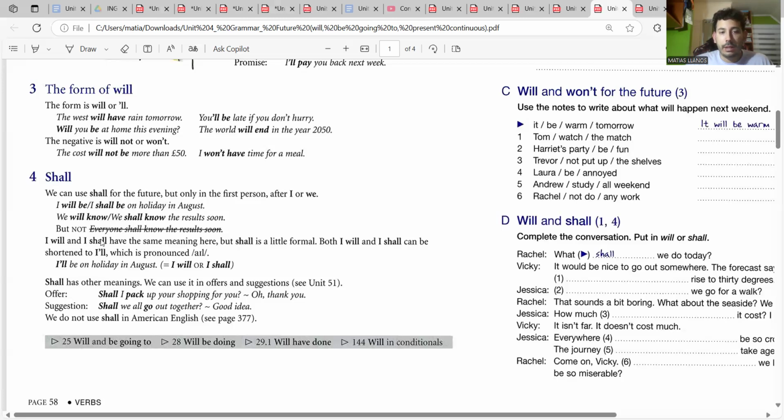I will and I shall have the same meaning, but shall is a little formal. As I was saying, will is more polite, more normal. Shall is a more formal way of using it.